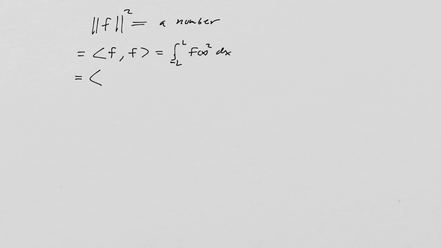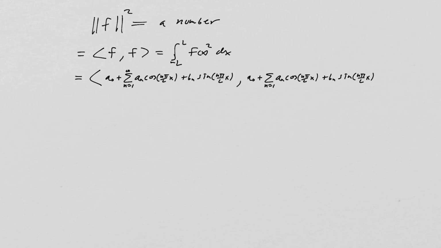If I take f and represent it by its Fourier series, a naught plus the sum from n equals 1 to infinity of a n cosine n pi over L x plus bn sine n pi over L x, comma, I'm going to put the same thing twice, right there.